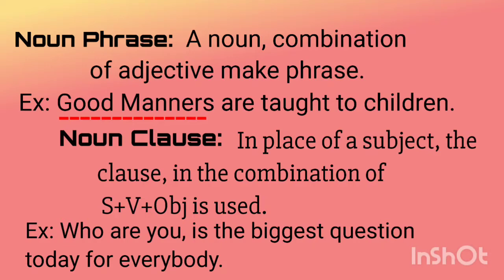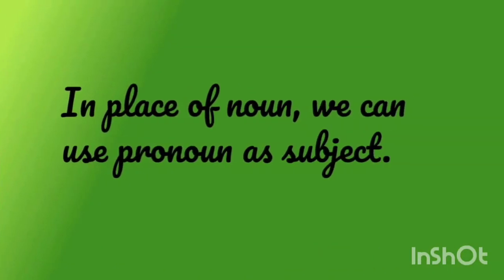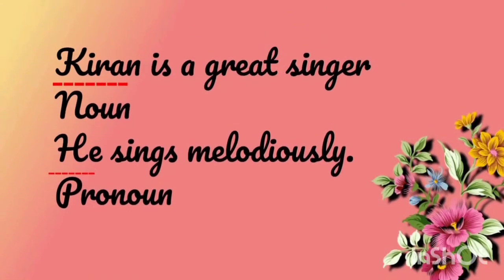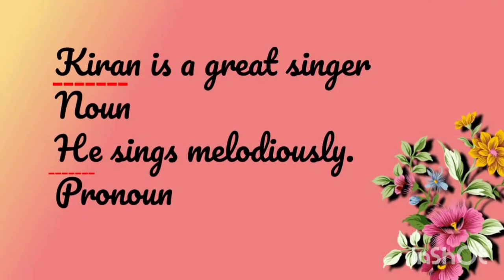Well, coming to more detail about a subject, in place of a noun, sometimes not. Majority of the times we use a pronoun as a subject in place of a noun. Now let us see an example here. Kiran is a great singer. Kiran is a noun. Now look at another example. He sings melodiously. He refers to Kiran again. So he is a pronoun acting as a subject in the given sentence.